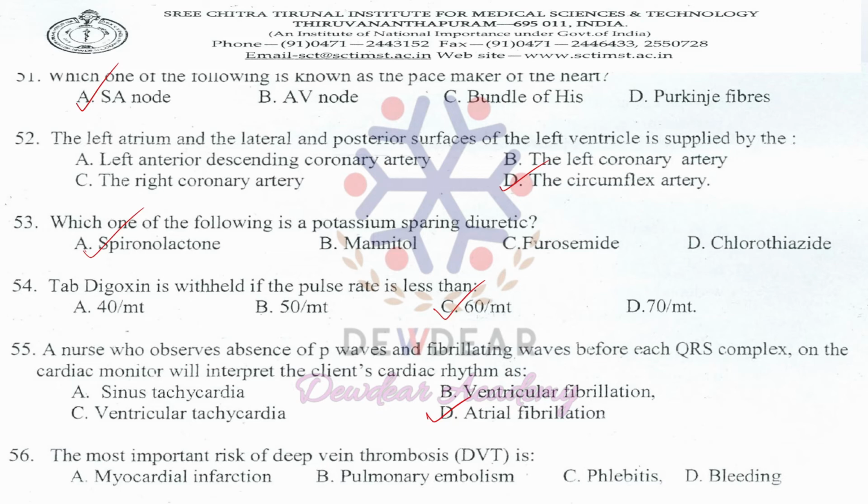Then question number 56. The most important risk of deep vein thrombosis is. Options: myocardial infarction, pulmonary embolism, phlebitis, bleeding. The important risk of DVT is pulmonary embolism. Pulmonary embolism is the important risk of deep vein thrombosis. So the correct answer is option B, pulmonary embolism.